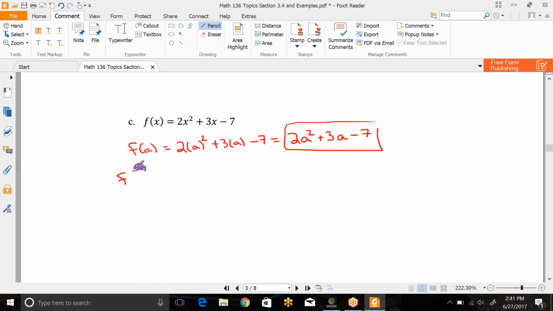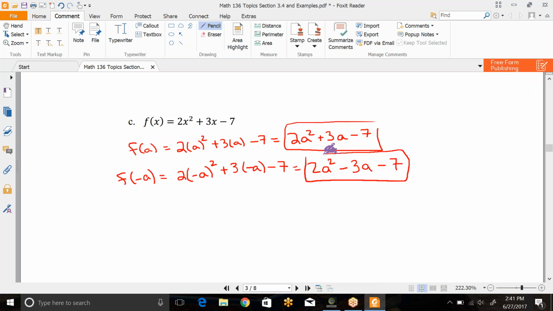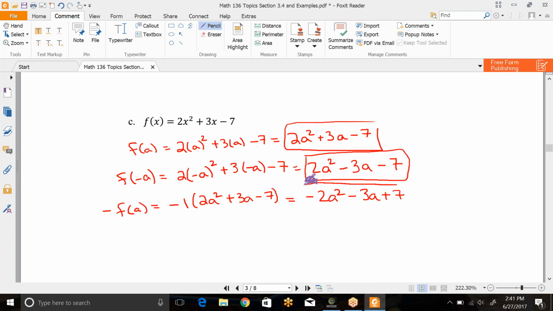Then we have f of negative a, which this time you're going to plug in a negative with the a. When you square it, you get positive a squared times 2 would still be 2a squared. 3 times negative a would be negative 3a, and then the minus 7. So notice the middle term changed in this scenario. Then we have negative f of a, which would be negative 1 times f of a, which was, remember, the answer from our first part. So that makes that negative 2a squared minus 3a plus 7. You're just changing all of the signs.